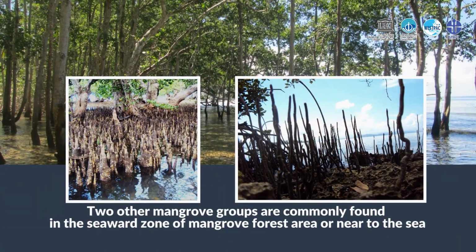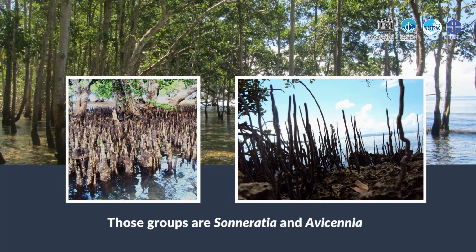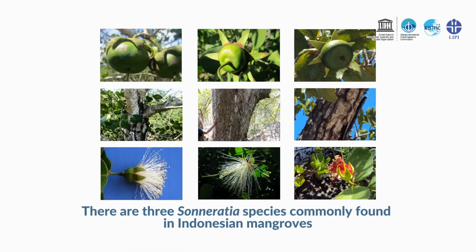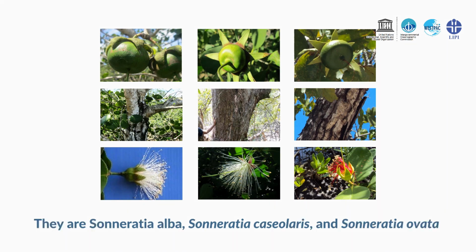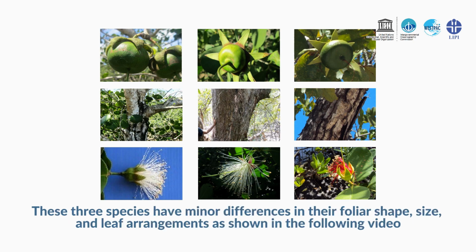Two other mangrove groups are commonly found in the seaward zone of the mangrove forest area, or near the sea. Those groups are Sonneratiaceae and Avicennia. There are three Sonneratia species commonly found in Indonesian mangroves. They are Sonneratia alba, Sonneratia caseolaris, and Sonneratia ovata. These three species have minor differences in their foliar shape, size, and leaf arrangements, as shown in the following video.